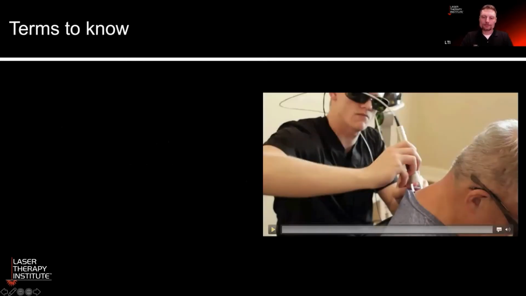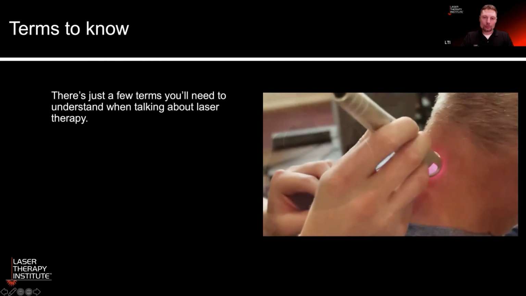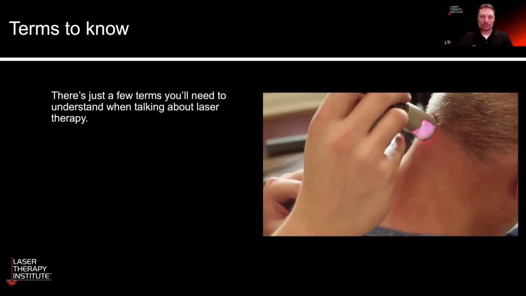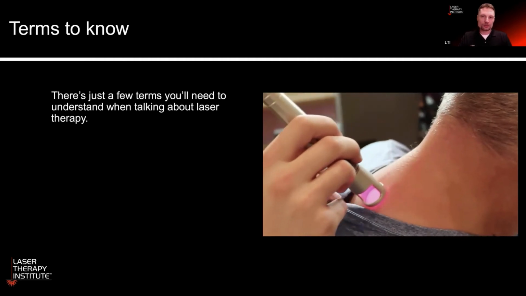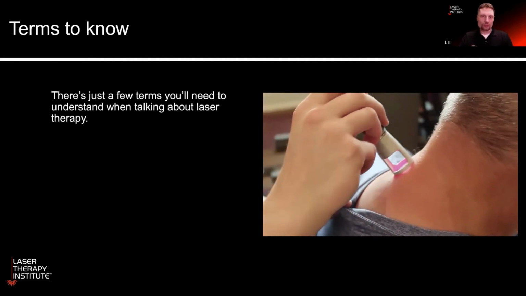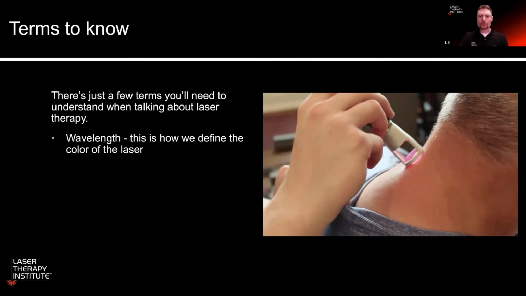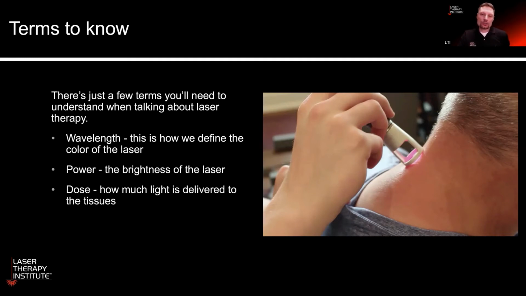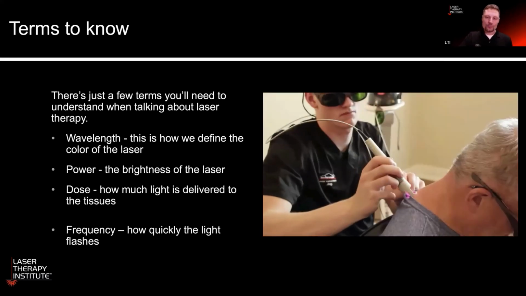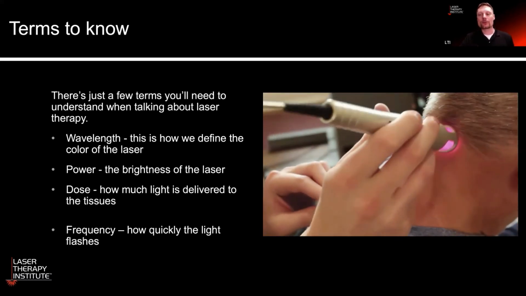Laser is a great tool. And we're going to talk a little bit more technically about it at this point. There's a few terms you need to be able to understand so that you can travel with me as we go through utilizing laser. So the first word is wavelength. Wavelength is how we define the color of light that the laser is producing. Different colors mean different things in the tissues. The power is the brightness of the laser. The dose is how much light we're actually delivering to the tissues, how many photons are going into the patient's tissues that we're treating. And then frequency. Frequency is how fast the light turns on and off.